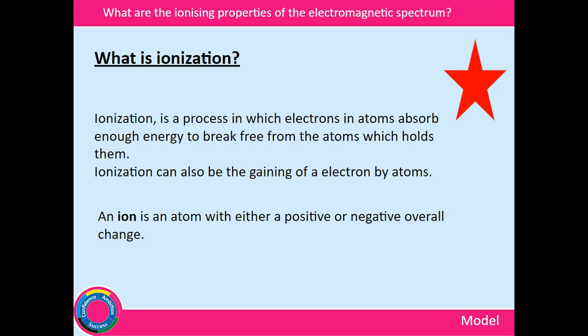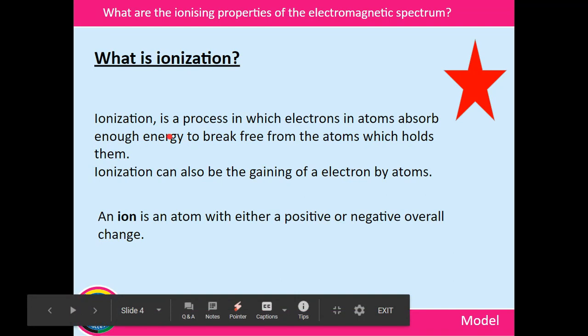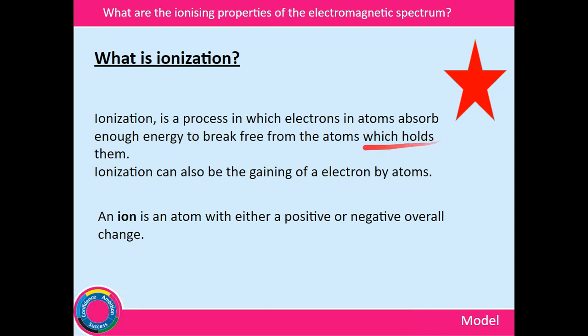Okay, let's now break that down. Ionization is the process in which electrons in atoms absorb enough energy. So for instance, if you've got an ultraviolet ray coming in and striking a surface where atoms are, the electrons gain more energy from that ultraviolet light. The reason that happens is because the wavelength is very, very short, down into the atomic range, and the intensity of that energy is very high.